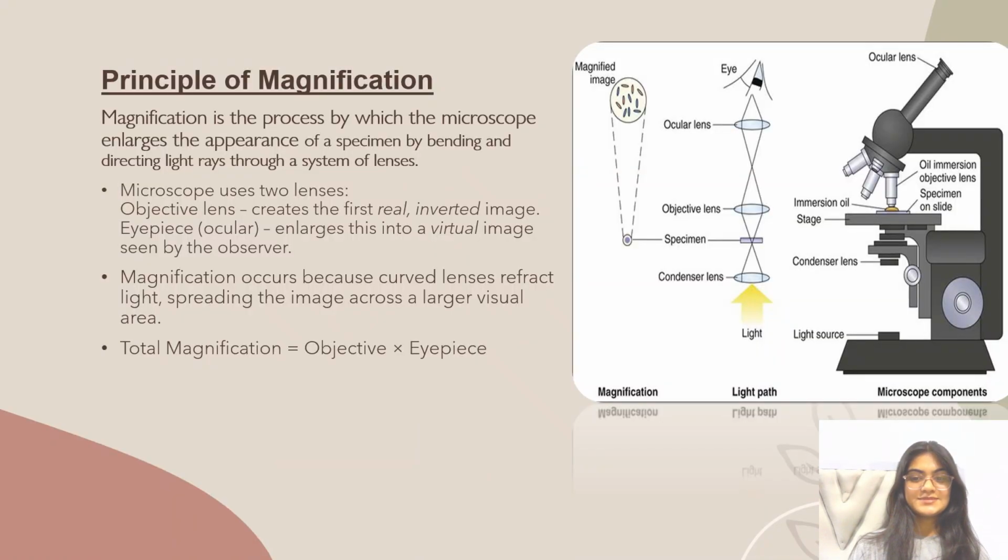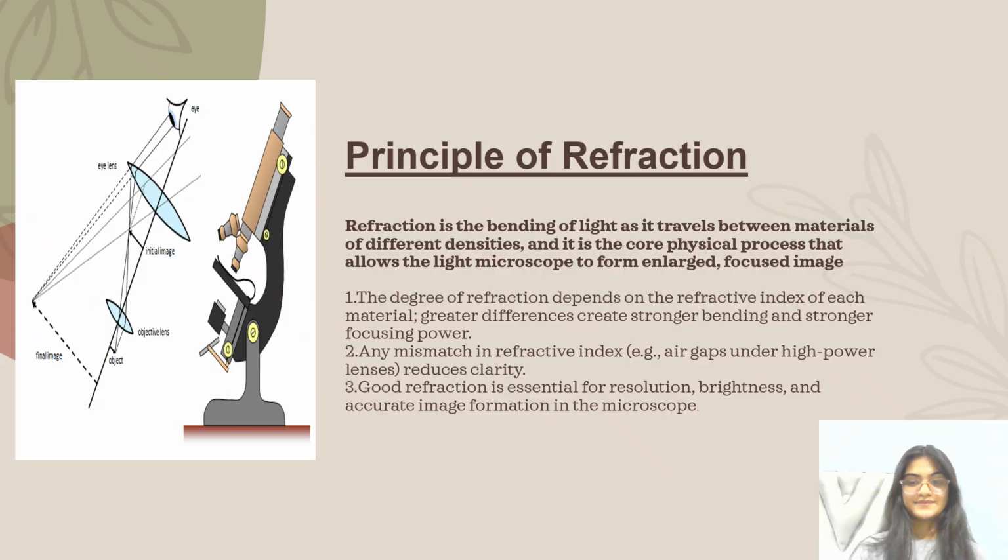Magnification is the process by which a light microscope makes very small objects appear larger. It is achieved using two lenses, the objective lens and the eyepiece lens. The objective lens forms a real inverted image of the specimen and the eyepiece further enlarges it into a virtual image that we see. Total magnification is calculated as objective lens times eyepiece lens. However, magnification alone is not enough. Good resolution is necessary for a clear image.